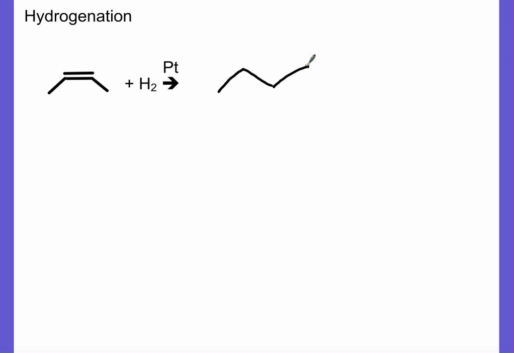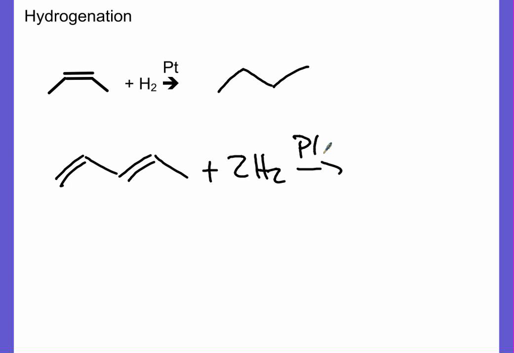The double bond just disappears. You have the same amount of carbons. I went from a 2-butene to a butane product. So this one should be pretty easy. The only time it's a little bit different is if I have more than one double bond. Then I can add multiple hydrogens across both of those double bonds and still just end up with the same number of carbons, get rid of the double bonds.